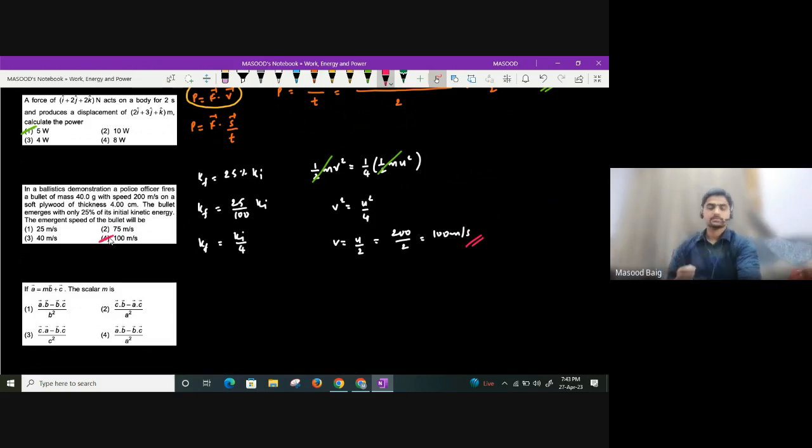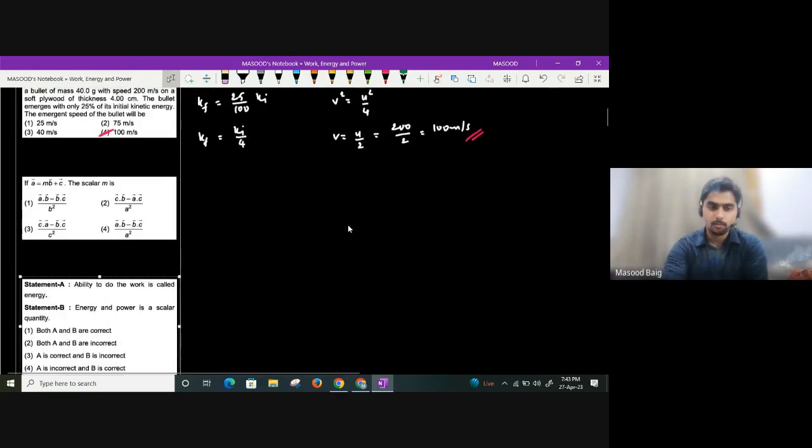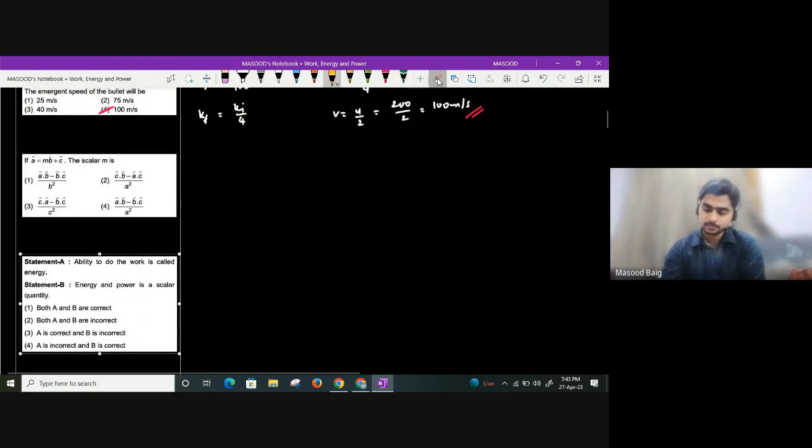Understood? In a ballistic demonstration, a police officer is firing a bullet with speed 200 meter per second into a soft plywood. So what is that plywood doing? It has some thickness 4 centimeters, so it is going to retard the bullet. So after it comes out of the plywood, it has kinetic energy which is 25% of initial kinetic energy. So speed will be half of the initial speed. Clear, all of you? Yes or no, everyone? I hope it is clear.